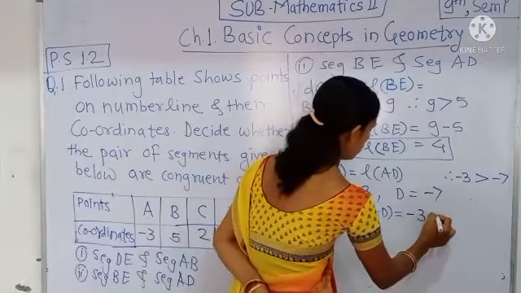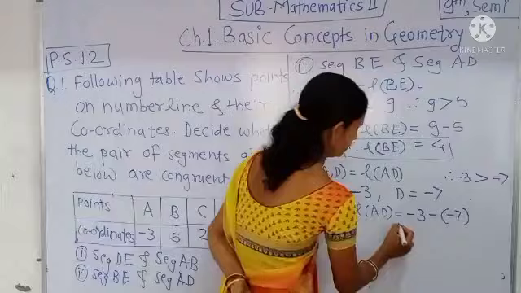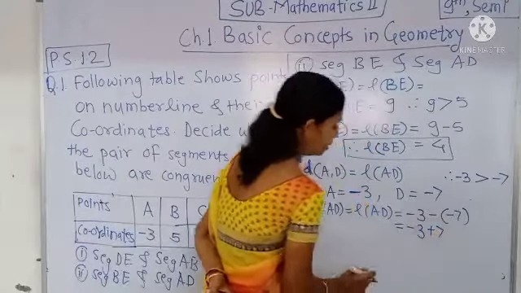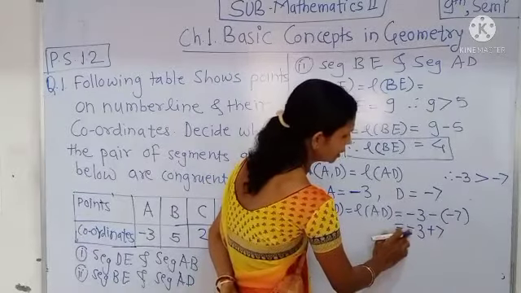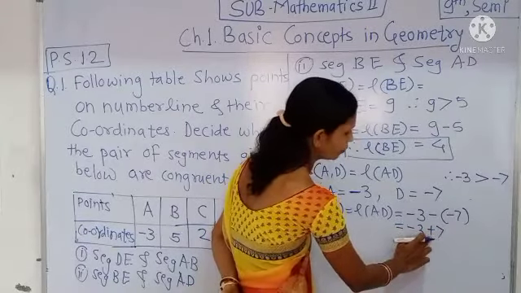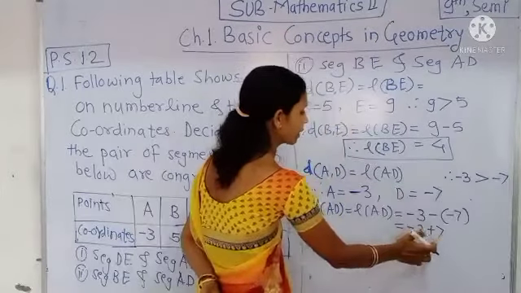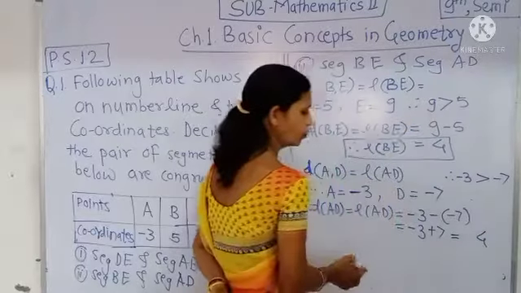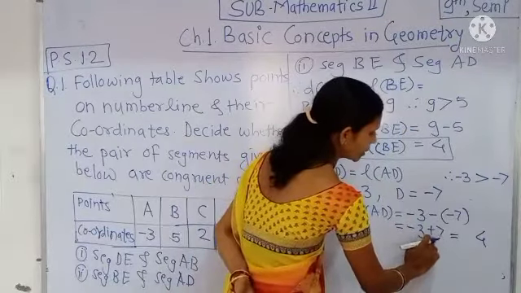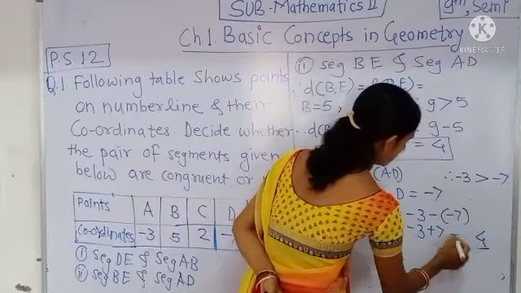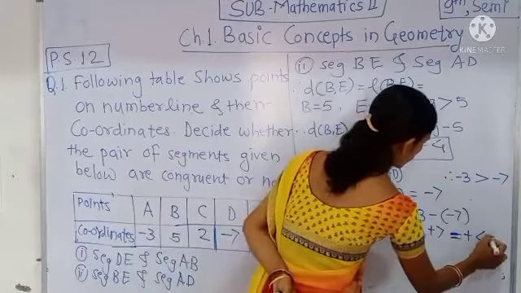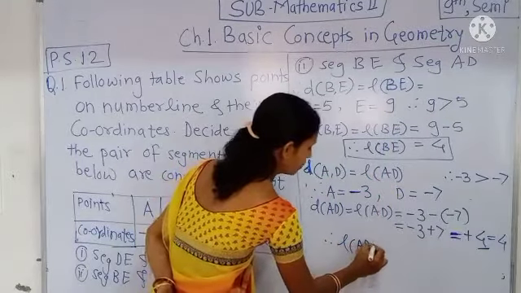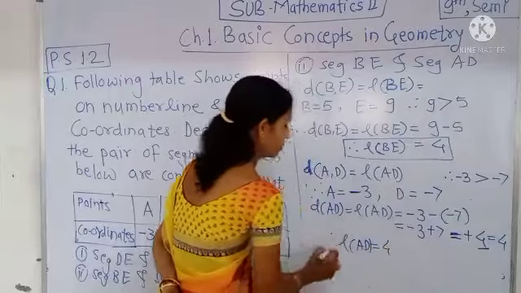Therefore -3 minus -7, that is -3 plus 7. Here the sign of 3 is negative and sign of 7 is positive. Therefore we have to subtract 3 from 7, and here we get 4. And the sign of the greater number is plus, that is plus 4, that means 4. Therefore here length of AD is 4.